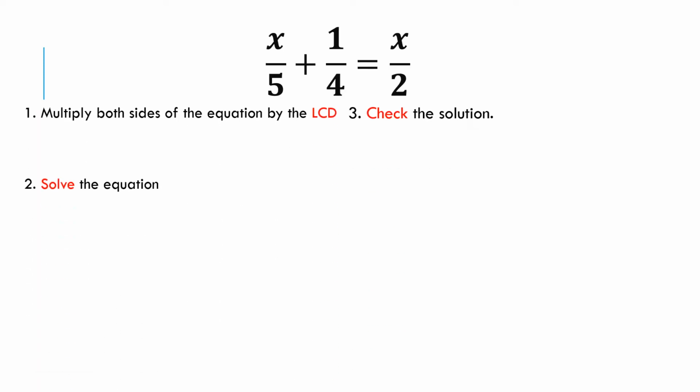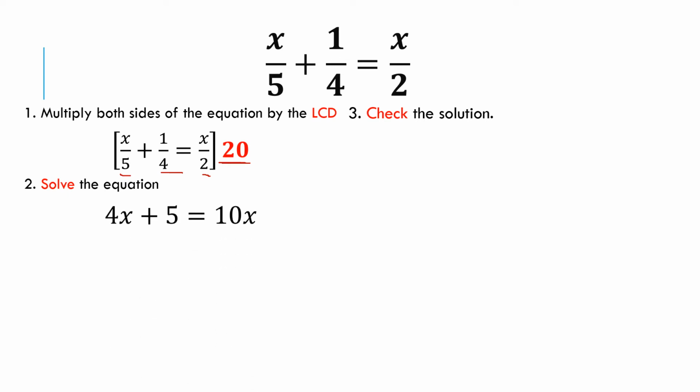Now, let's proceed sa example. So, we have x over 5 plus 1 over 4 equals x over 2. So, ito yung mga steps na sinabi ko kanina. Number 1, first step, we're going to multiply both sides of the equation by the LCD, or the least common denominator. So, ano yung LCD natin dito? Okay, so 5, 4, and 2. Ang LCD natin is 20. We are going to multiply 20 sa lahat ng terms sa equation.